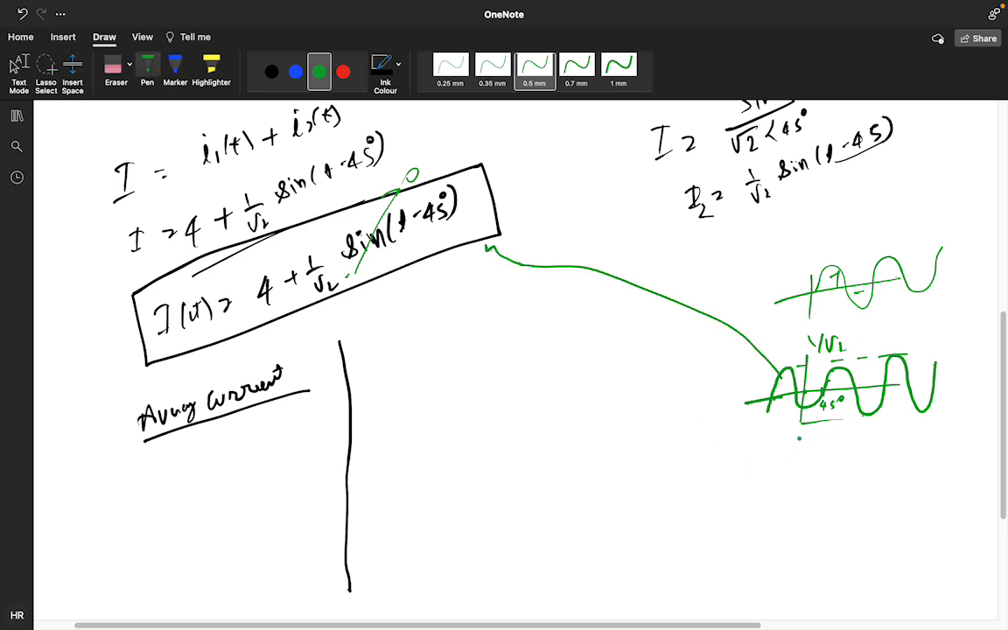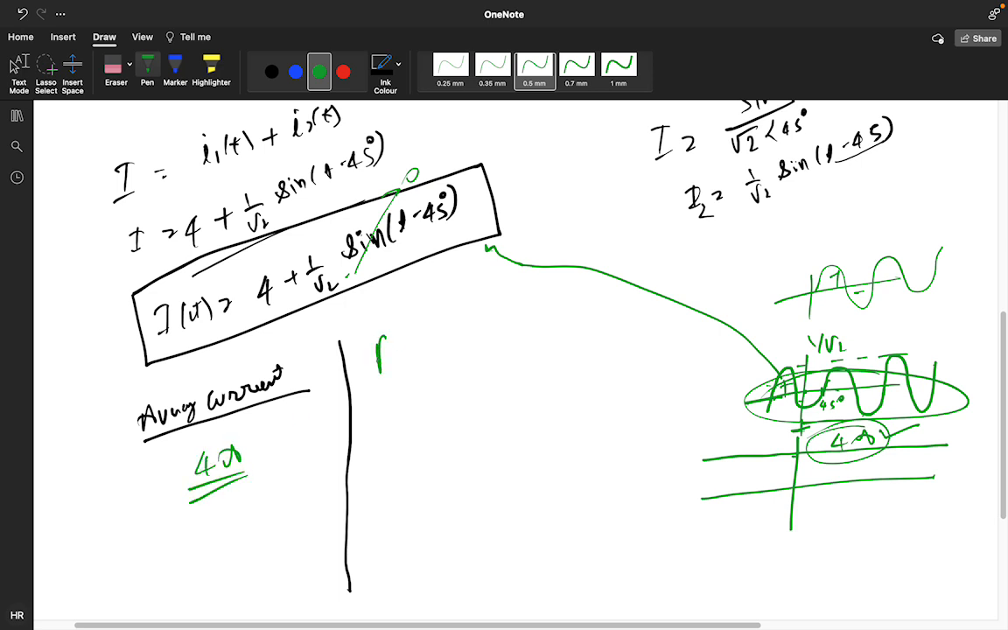Okay, and you have some DC signal of 4 ampere. These both are added. So if both are added also, the average value of this positive negative is 0, and you are getting the average value of this only. So average current will be 4 ampere.